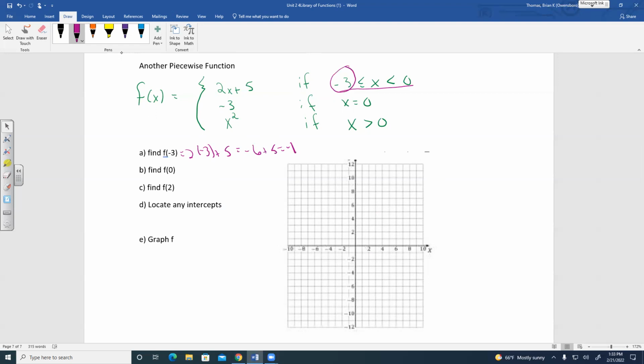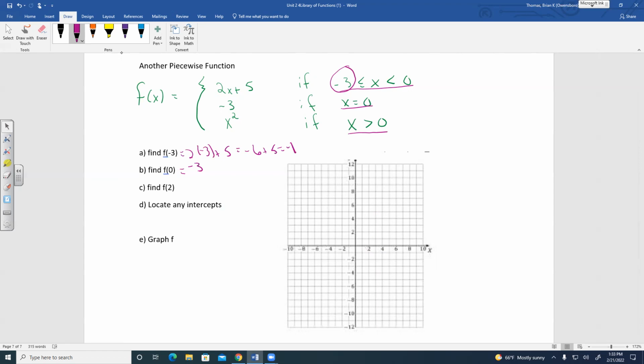F of 0, notice how x equals 0 would be here. So we're using the constant function, which means the answer is just going to be -3. No calculations to be done since it's always constant. F of 2, notice that f of 2 belongs to the greater than 0 interval, since 2 is greater than 0.